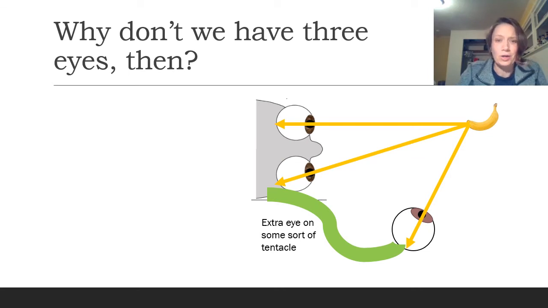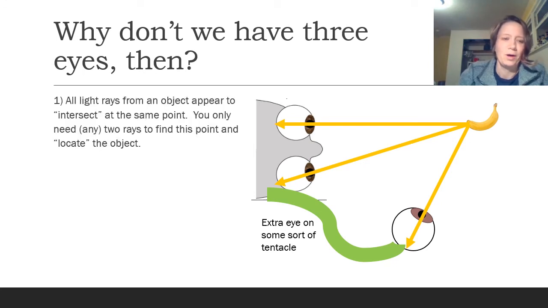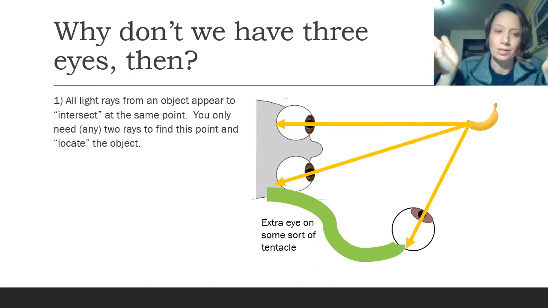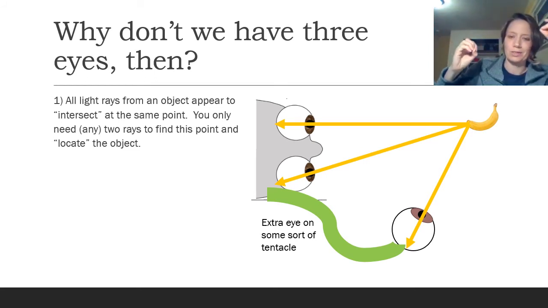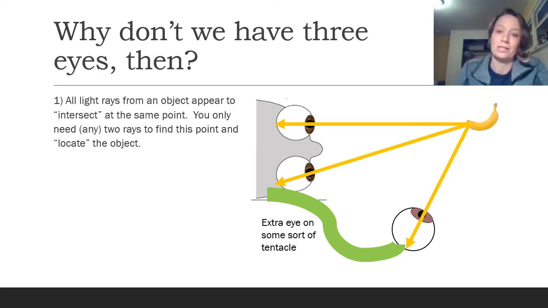So if two eyes is good, why don't we have three eyes? Why don't we grow some sort of tentacle out of the side of our face and have a third eye? Well, because all of those light rays coming from that banana appear to intersect at the same point, it doesn't matter where your eyes are located. You just need two of those light rays to intersect to find the object. So maybe you just have the tentacle eye and one of those other eyes, you're still going to locate the banana in the same location.